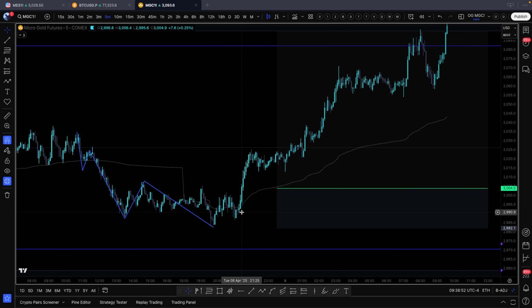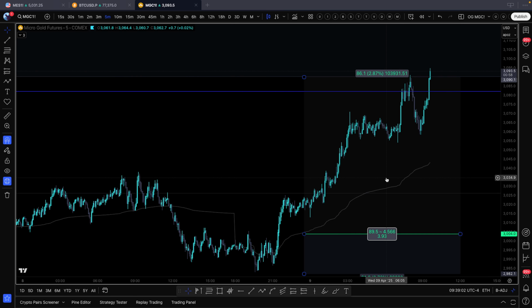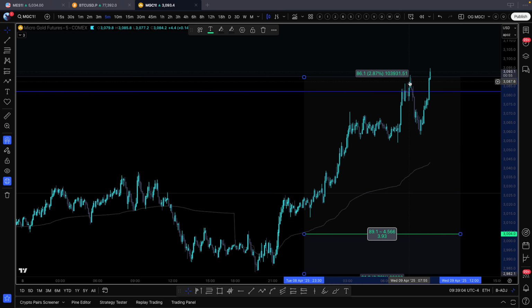We bounced from the VWAP. We bounced from the golden pocket. We're coming up to a change in structure here. We've got all the signs that we want to have. And we hit the target this morning. Almost a 4-hour trade locked in.